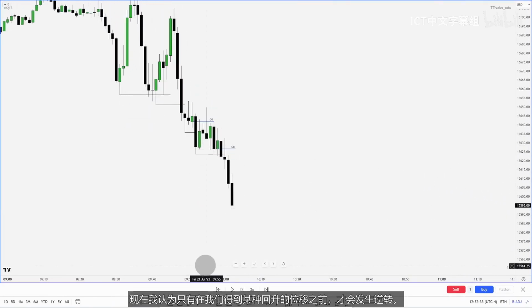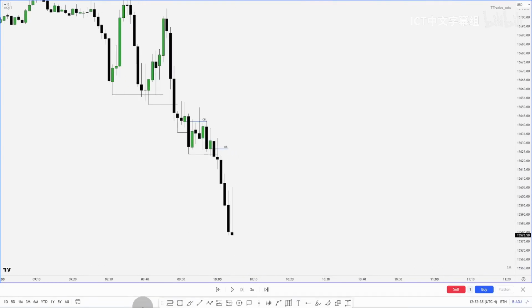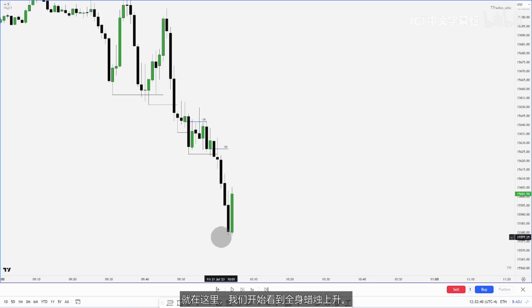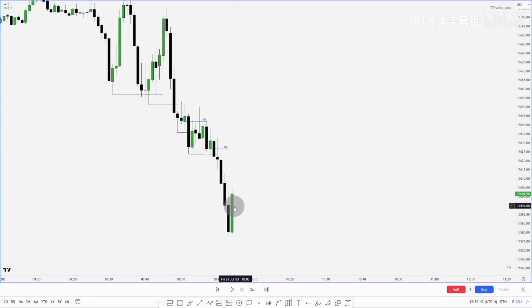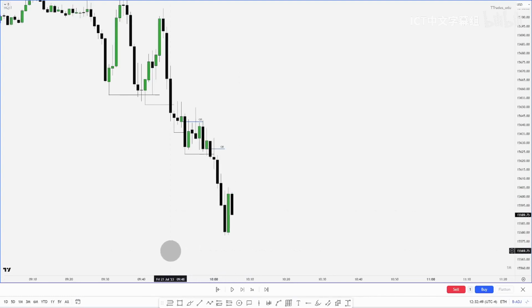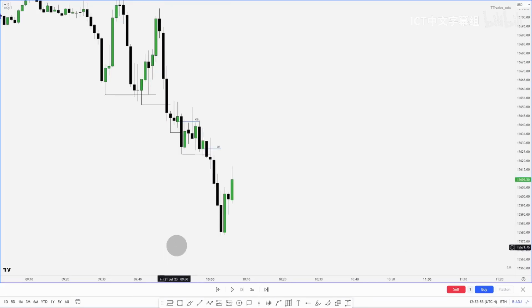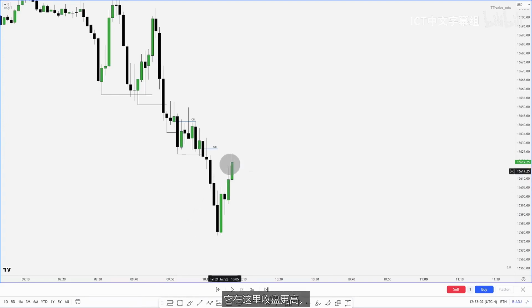And now I don't think reversal until we get some sort of displacement back up. Right here, we're starting to get full body candles moving up. However, if price closes below this low, it becomes an order block. So I want to see what the next candles do. Right there, we start to get displacement up, respecting this fair value gap still. So let's see what the next candle does. It closes higher here. Now we have a fair value gap here.